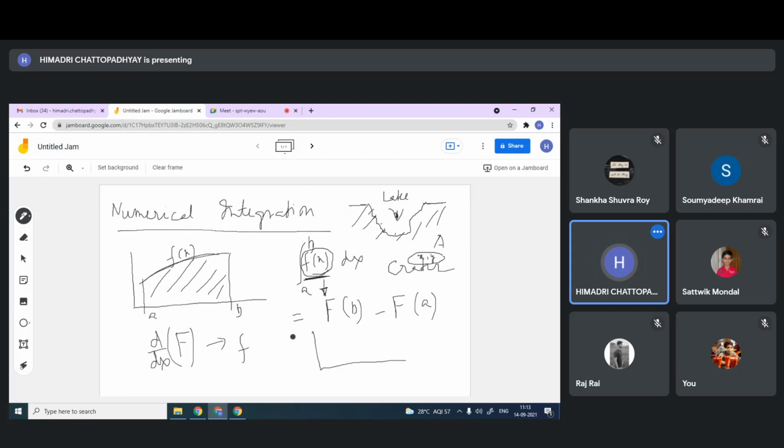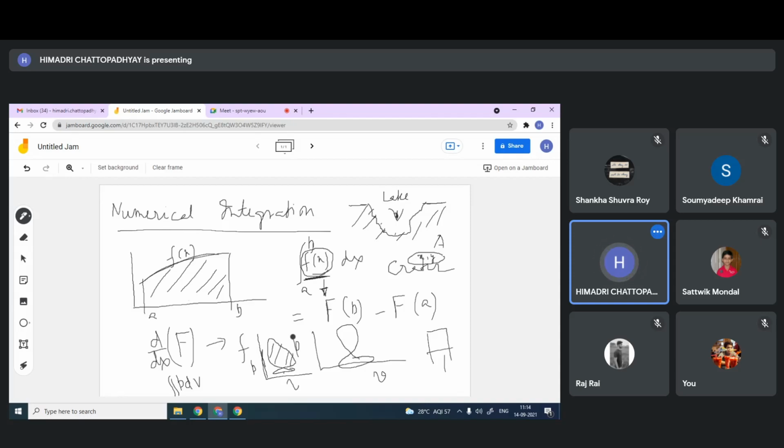Or say a PV diagram of an IC engine, something like this. This is difficult to draw with this stylus. Let's say this is pressure and volume, and you want to find the P dV work. How will you do it? It is not an exact mathematical function, so you have to evaluate this integral by numerical integration.